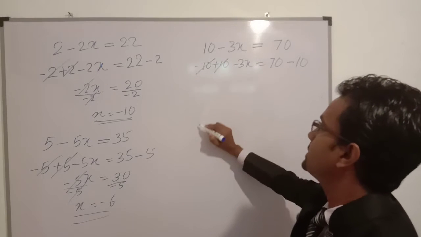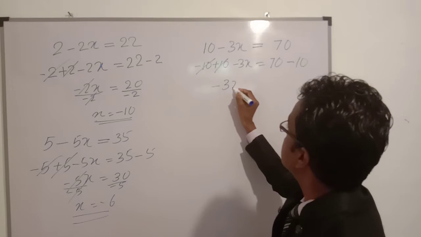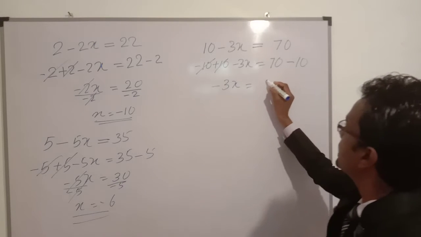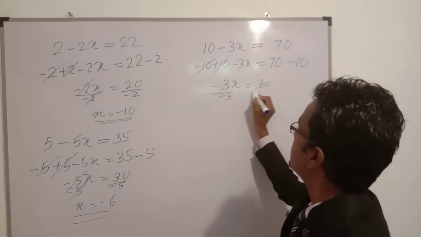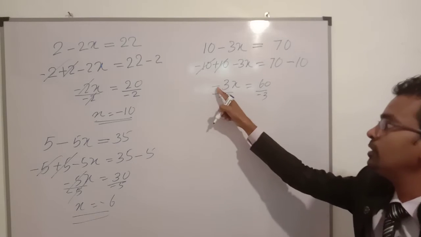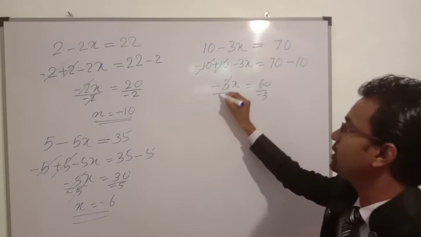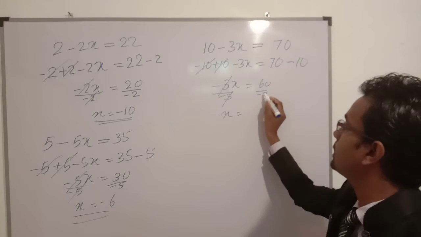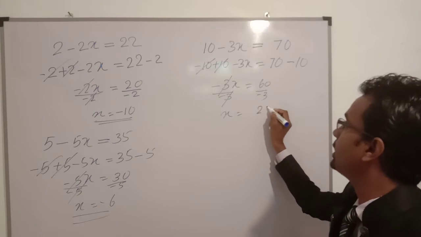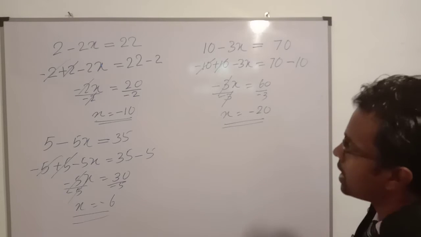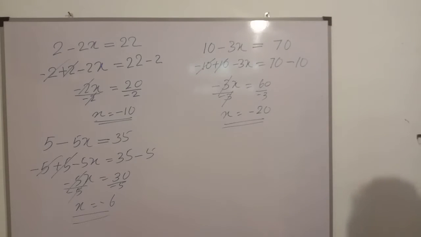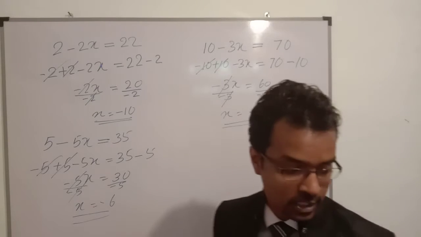Positive and negative 10s cancel out. 3x is equal to 70 minus 10, which is 60. Divide both sides by negative 3. This side also by negative 3, because we want to remove this 3. The 3s cancel out, x is equal to 60 divided by 3, which is 20. Positive divided by negative is negative, so negative 20 is the answer. I think now you can understand this type of sum.